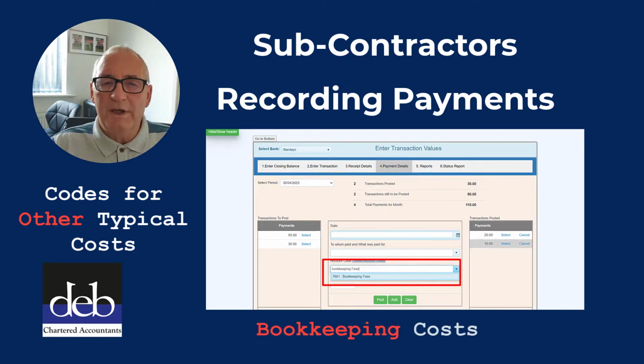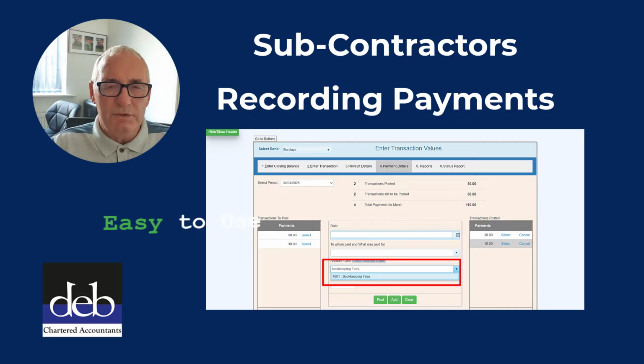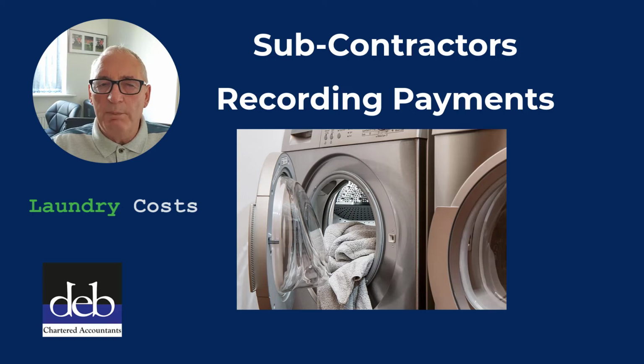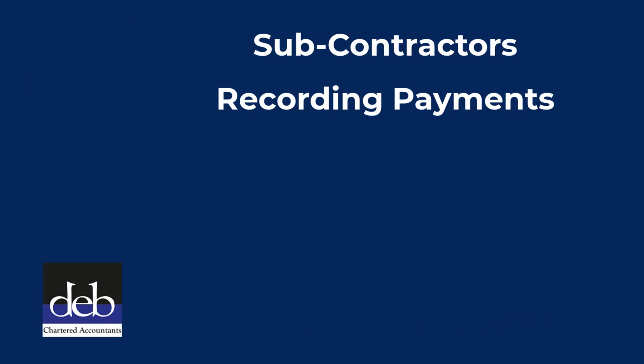There's also a code for bookkeeping, should you have to pay someone else to do your bookkeeping. However, as Debonair is so easy to use, especially if you follow the advice that we gave you in one of our previous videos to help with subcontractors, then paying others to do it for you certainly should not be necessary. I would recommend paying a monthly amount from your business account to your personal bank account specifically to cover the cost of laundering your dirty workwear. If you do, you can post this to the cleaning cost account.